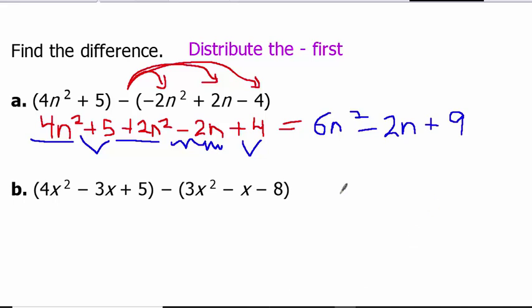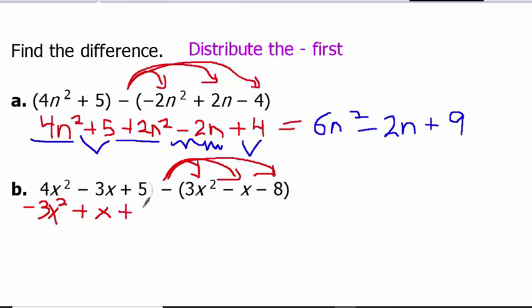So if you are taking a look at the second method, I can get rid of these sets of parentheses right here. But the second set, nope, got to distribute. This negative goes to all three of these. That's going to give me negative 3x squared. Negative times negative is a positive x. And negative times negative is a positive 8. So I lined them up without having to rewrite everything.